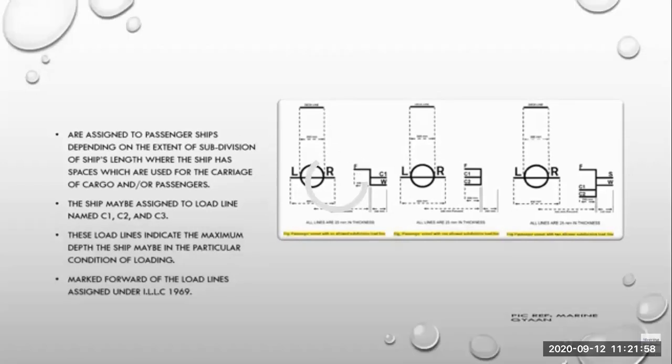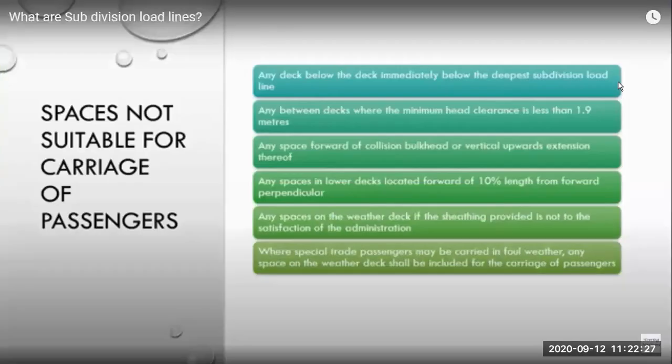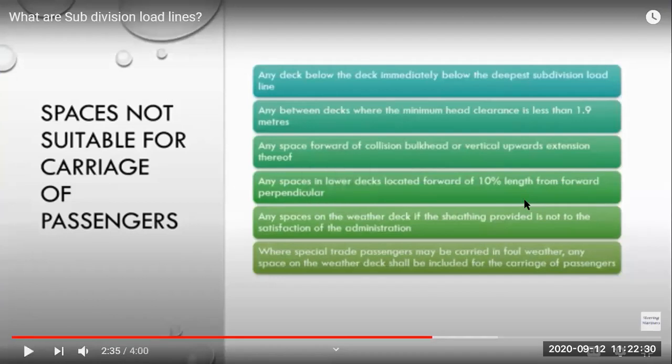Like, you have a collision bulkhead. In front of the collision bulkhead, the forward part of the ship is mostly prone to rough weather, so we don't allow passengers there. Now suppose you have the deepest load line as your winter load line. The deck which is just at that water level is where mostly the collisions will take place. So below that level, that deck is not allowed to have passengers.